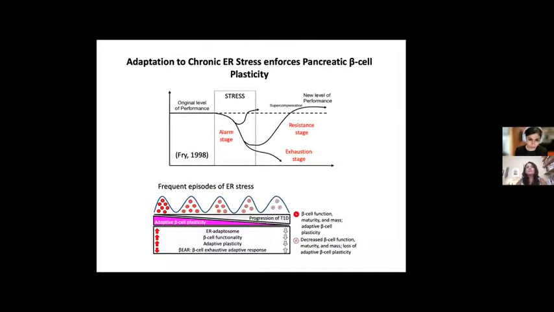The data that I will show you will support a model that says that if I have episodes of ER stress that are far apart, I have beta cell plasticity, and cells can lose and return to their beta cell function, maturity, and mass. However, if I have too frequent episodes of ER stress, then the cells do not return, the cycles are disrupted, and this may be the reason that we have T1D development, beta cell loss, and failure.